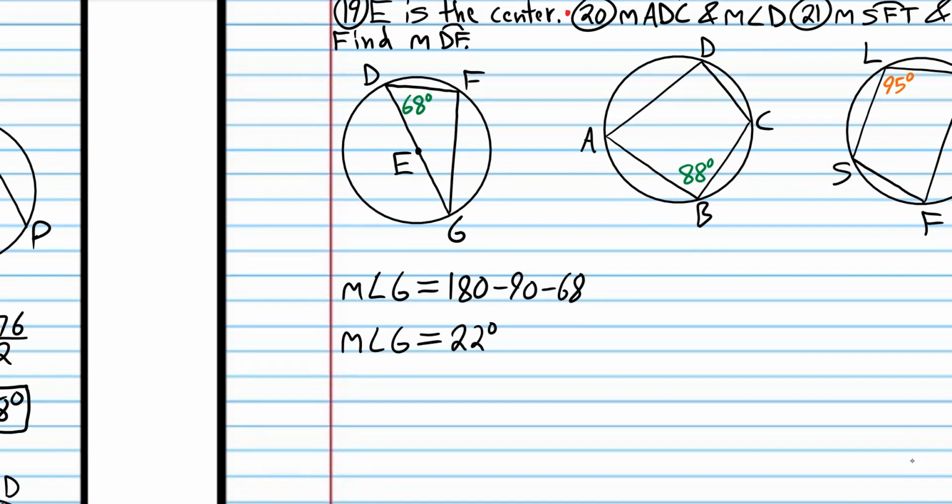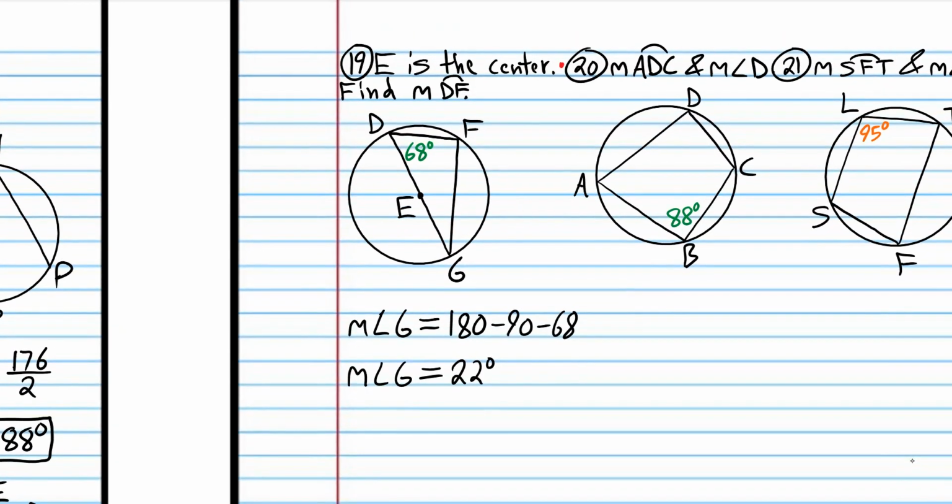And now that we have angle G, we can easily find the arc measure, because that's the corresponding arc measure of the inscribed angle G. So that would just be double G. So the measure of arc DF is equal to 2 times 22 degrees. So that would be 44 degrees.